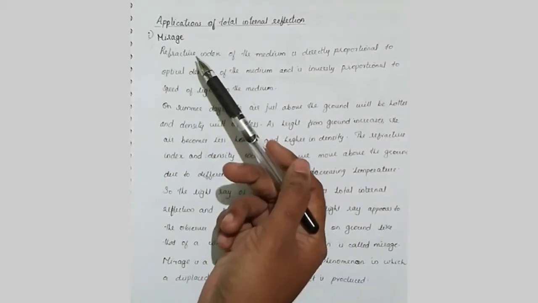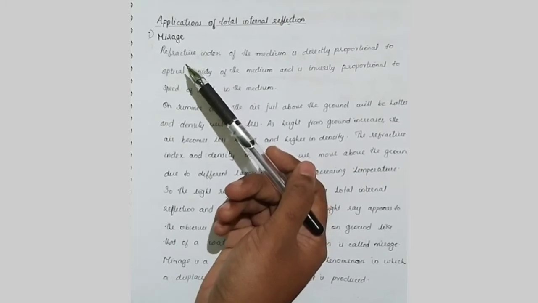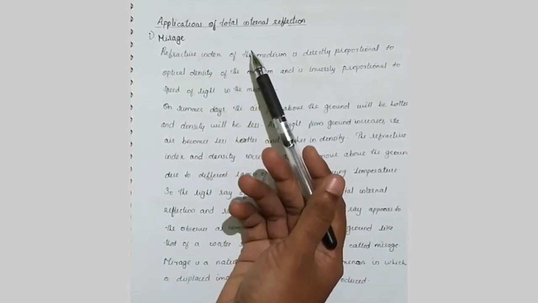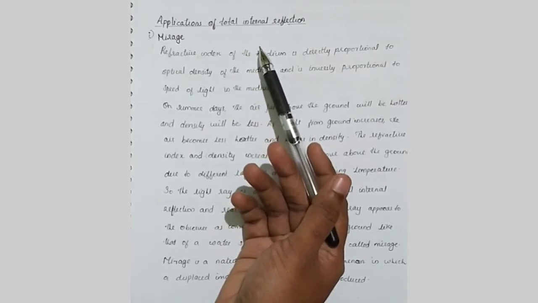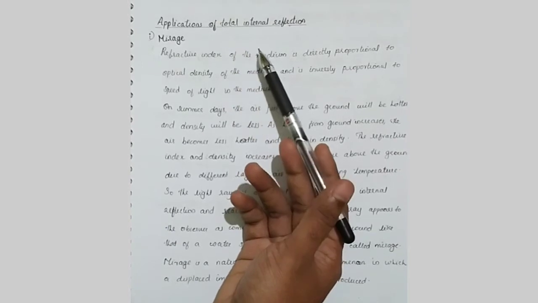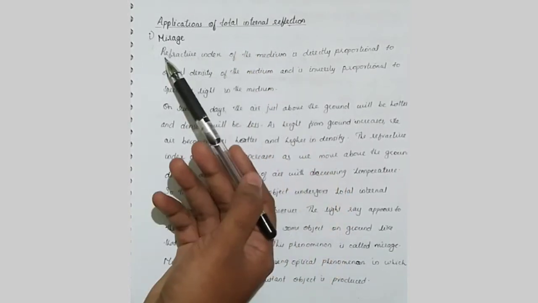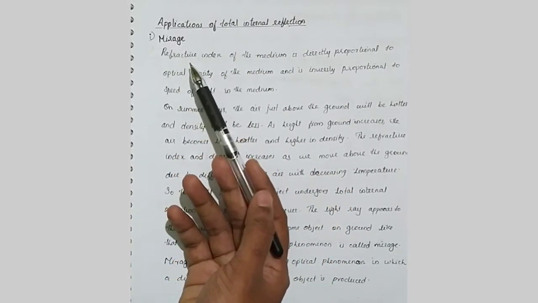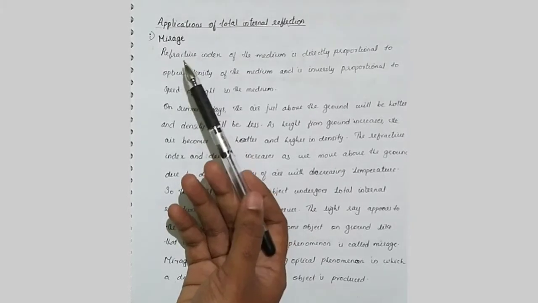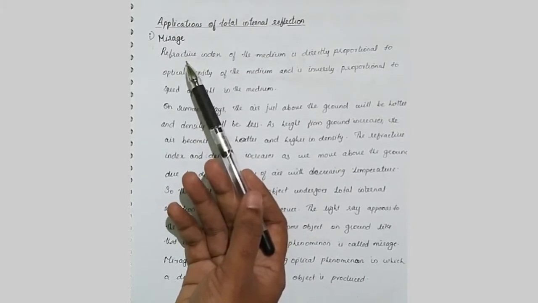So we have seen some of the important phenomena of light, and among them one of the important is the total internal reflection. There are some applications of total internal reflection. The very first one is the mirage. You might have been very much familiar with this phenomenon. Let us analyze it scientifically.